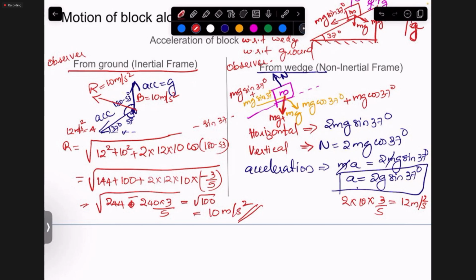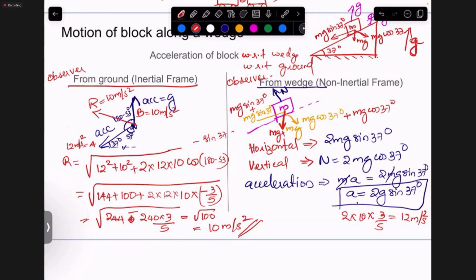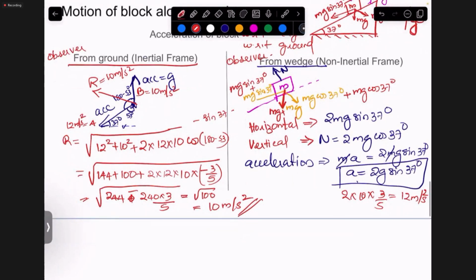Then we will also understand that okay, there is this acceleration of this wedge which is going upwards, that is also being seen from the ground. So we will see the resultant of these two accelerations. One is this upward acceleration of this wedge, and the acceleration along the wedge down the slope. We will see both of these accelerations, and we will perceive the resultant of both. So that resultant is what we have calculated using the parallelogram law.